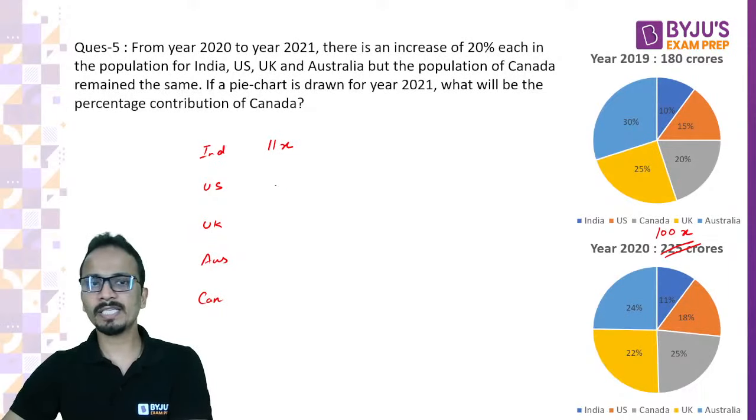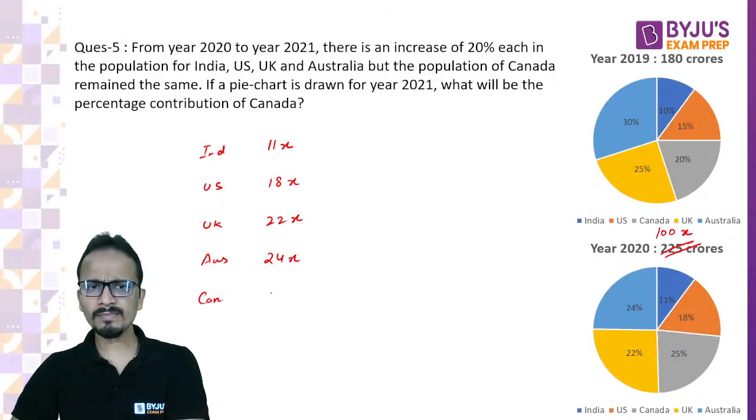Then for US it is 18x. For UK it is 22x. For Australia it is 24x. And for Canada it is 25x.